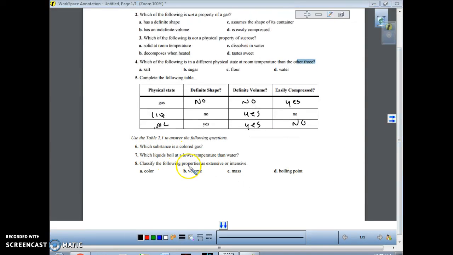Which you have to look at a table in the book, so we're going to skip over that, the 6 and 7. And let's classify the following properties as intensive or extensive. Remember, intensive means the property doesn't change no matter how much matter you have. Extensive is it changes if you have more matter. So color is intensive. Volume, extensive. Mass, extensive. More you have, more mass. More you have, more volume. More you have, color still stays the same. Boiling point, tricky one. Doesn't matter how much water you have, it still boils at the same temperature. So that would be intensive.